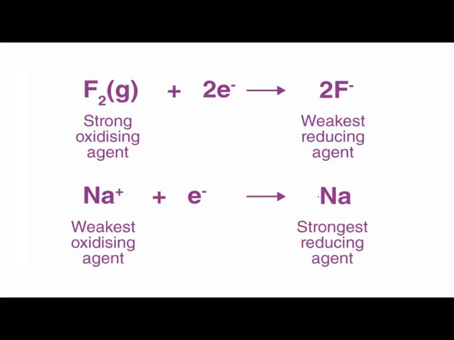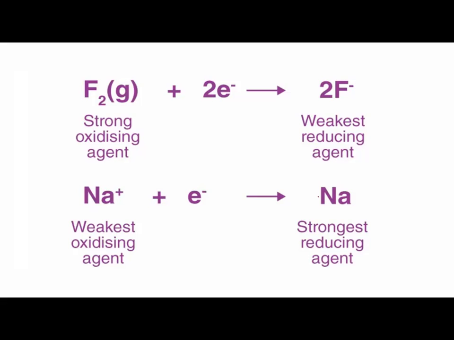F2 is a strong oxidizing agent, correct? It helps in oxidation because it will lose electrons. Strong oxidizing agent means what? It will gain electrons very easily. So when it gains electrons, it becomes what? F minus. So it is the weakest reducing agent.